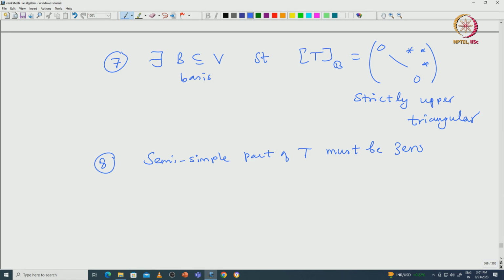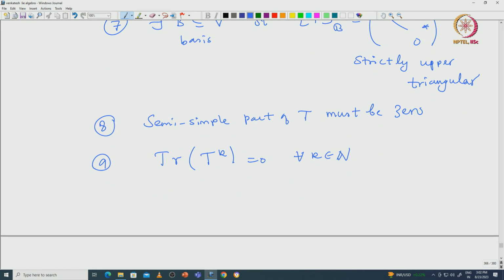Okay. So, here is another characterization which is in terms of the trace. T being nilpotent is equivalent to the following. We know that if T is nilpotent then the trace of T must be 0. Since T is nilpotent, all the powers of T also must be nilpotent. So, that says the trace of T to the power k is 0 for all k in N. And if you think about it, this is actually equivalent to T being nilpotent. So, this is another criterion.